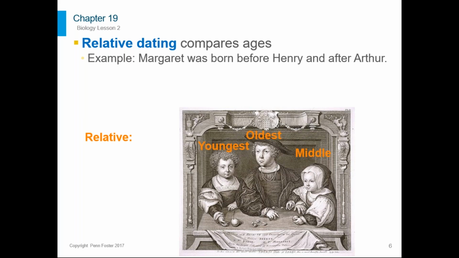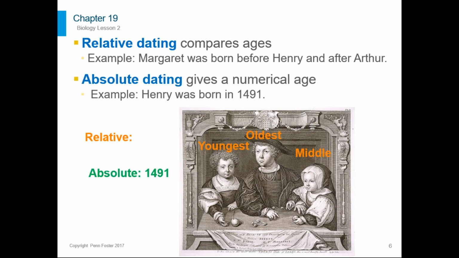So that's relative dating. We don't know an exact age. We don't know exactly how old the fossils are. We can just compare them to other ones. The other method is absolute dating, and that gives a numerical age. Okay, so for example, you could say Henry was born in 1491. That's an absolute date. Or you could say this fossil is 63 million years old. That's an absolute date.